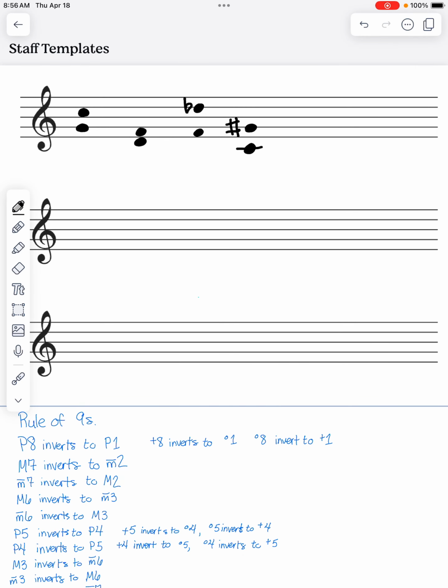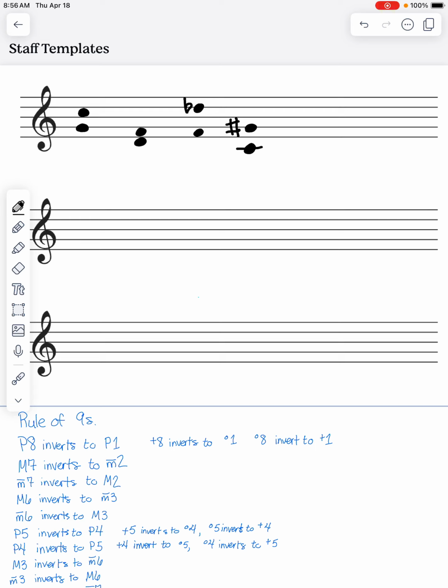Okay, folks, some of you had asked for some sample videos on doing each of the sections of the test. And so I wanted to make a video with a couple of identifying or labeling ascending intervals for you.